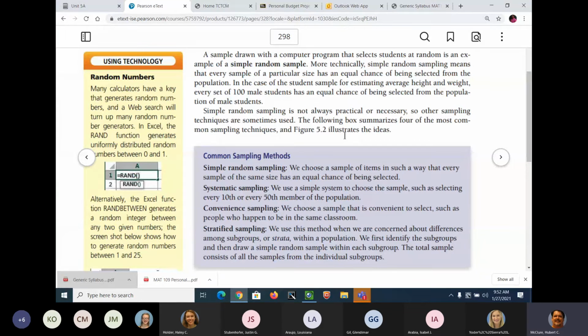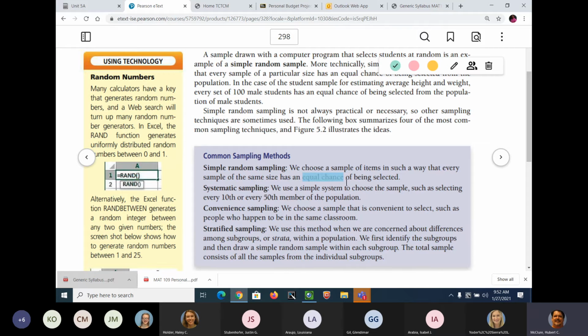I was taught that a simple random sample is a group. So this book looks like it's using them both in the same context. But whether you're talking about a group or an individual, every sample of the same size has, here it is, there's a keyword right there, equal chance.